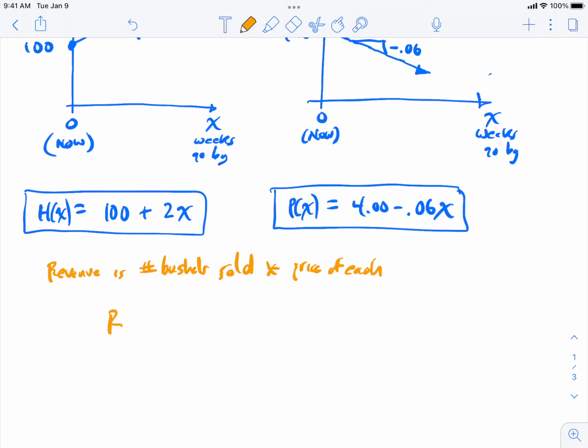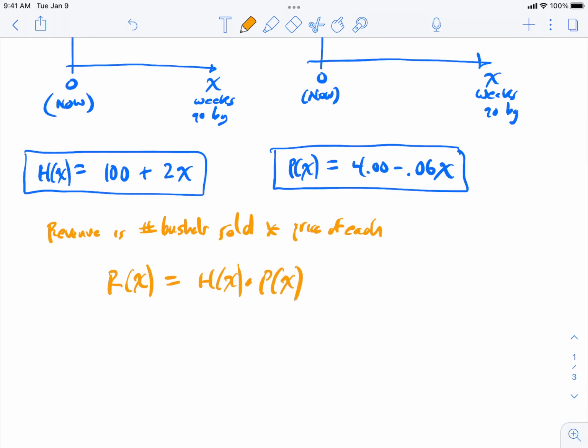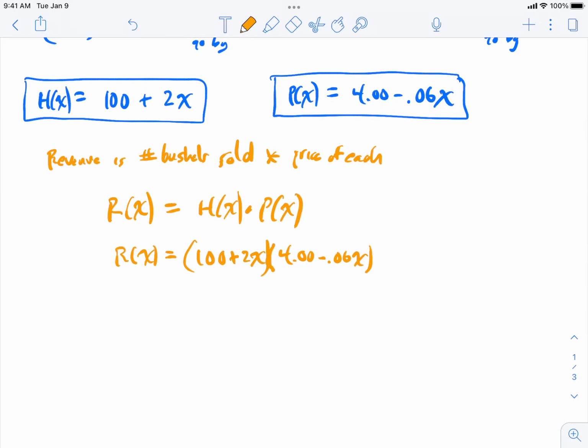The revenue function is going to be take the number that you're harvesting function and multiply it by the price function. Just multiply these two things together. So it's 100 plus 2x over here. And the P of x is $4 minus 0.06x over here. And in some sense, we've just written our revenue function. Although I'm going to multiply it out. I like the idea of a polynomial in standard form.